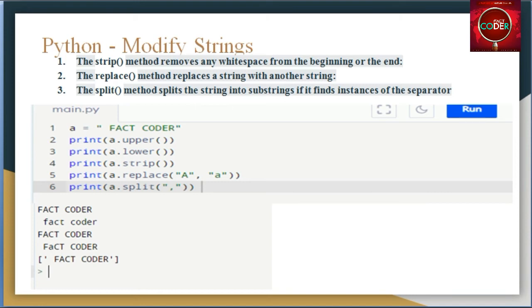We want to print in lowercase, a dot lower. Suppose we want to remove any white spaces found at the beginning or at the end, we can use a dot strip. Suppose we want to replace capital A with small a, then we can use replace. So the output will be fat coder in which capital A is replaced as small a. Suppose we want to split the string into substrings, then we can use the split method. This is a basic example program which demonstrates the clear use of strip, replace and split methods.